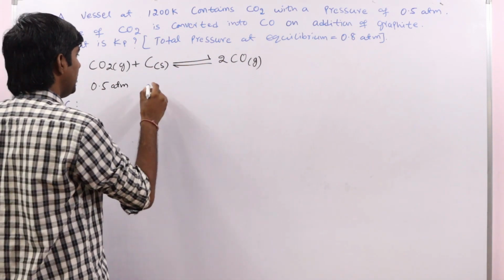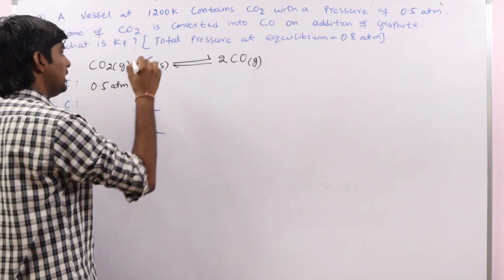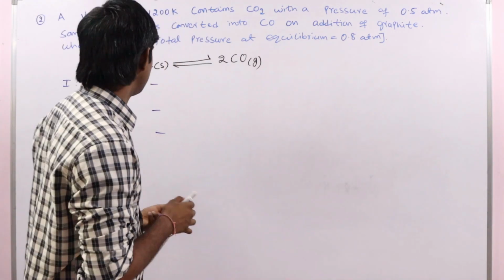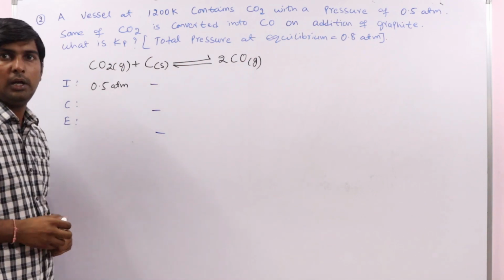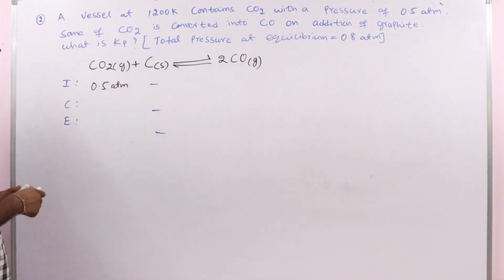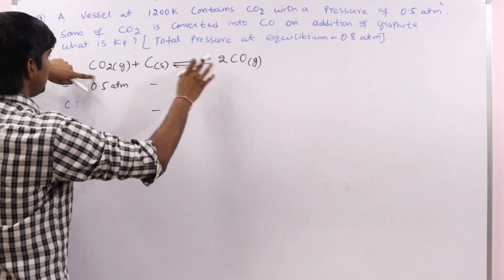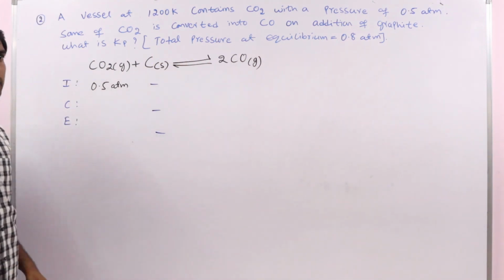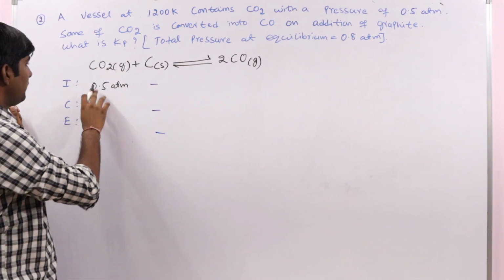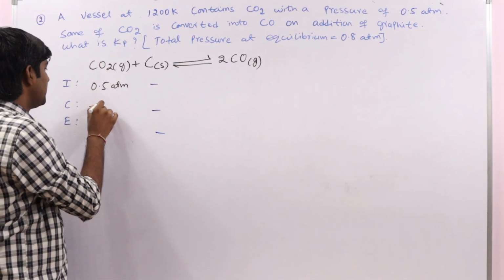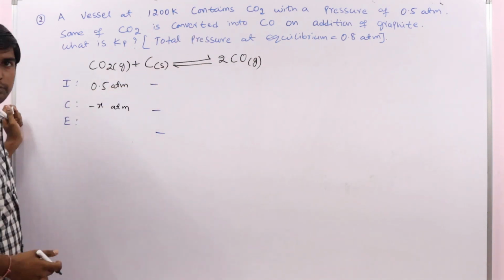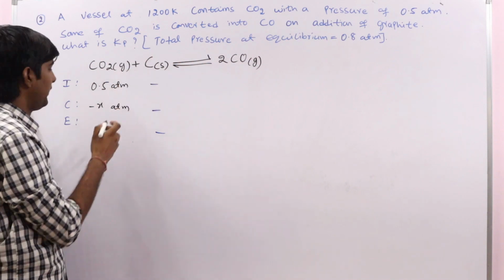Graphite is a solid, so we do not consider it, because it does not appear in the equilibrium constant expression. It is a constant. So we should consider only CO2 and CO, that's all. Forget about the graphite. Now, out of the 0.5 atmosphere, suppose x atmosphere of CO2 is converted by reacting with the graphite.